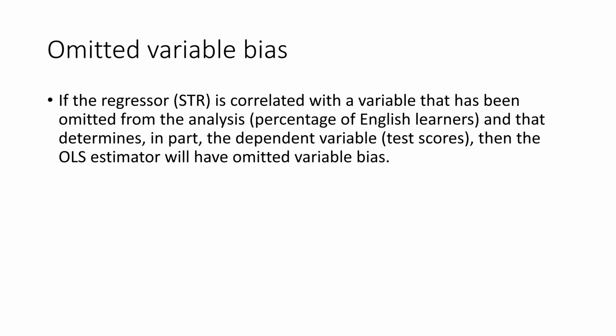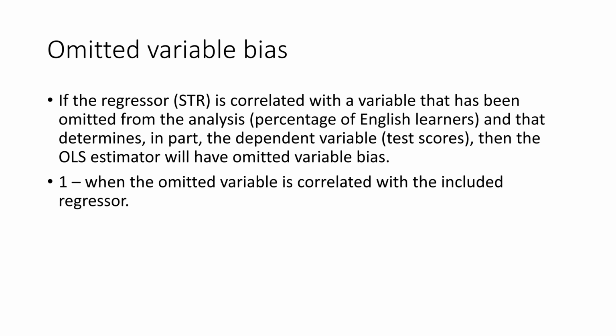We've omitted a variable which is going to help us understand what's really going on. So if the student-teacher ratio is correlated or related to a variable that's been omitted, in this case, English learners, then we don't really know what test score is being driven by. Is it being driven by the variable we included, the class size, or is it being driven by students that are still learning English? And that is the omitted variable bias. We've omitted a variable that is introducing bias to our results.